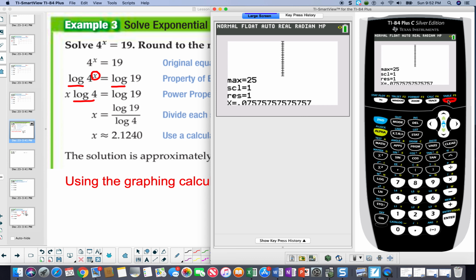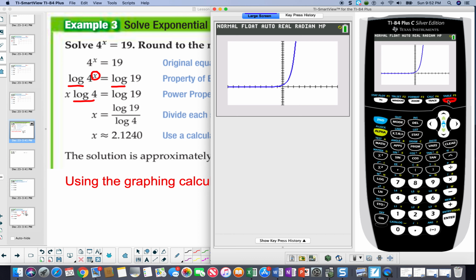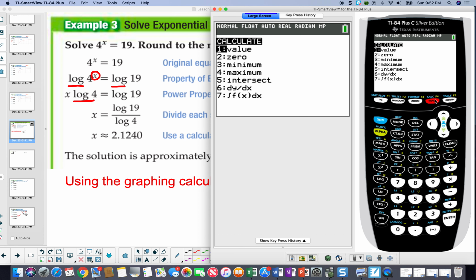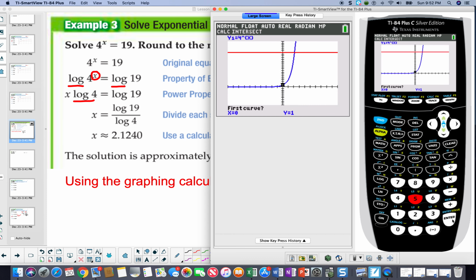Now I'm going to press graph. And here's the log expression, 4 to the x being graphed and y equal to 19 being graphed. And I want that solution. So I'm going to press second, calc, and then I want the intersection, which is 5. And that is one of the functions I want.